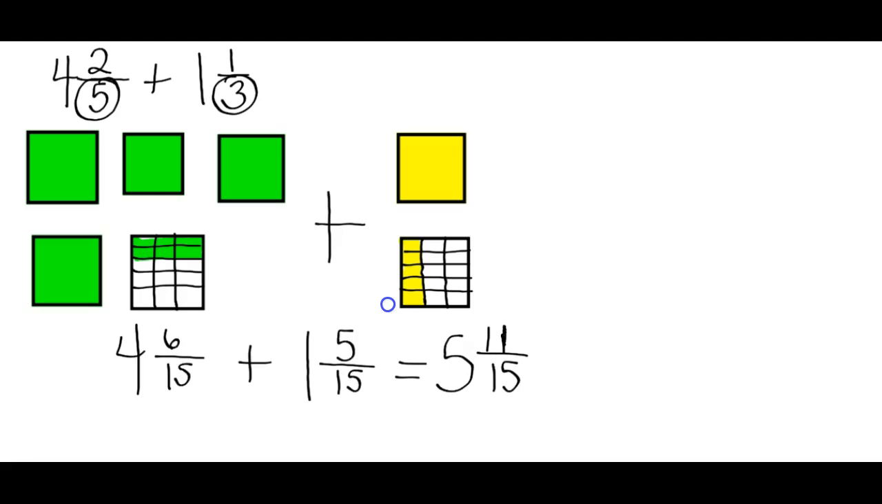It is in simplest form. 11 is a prime number. The only numbers that divide evenly into it are 1 and 11. And 11 does not divide evenly into 15. So your answer should be 5 and 11/15ths.